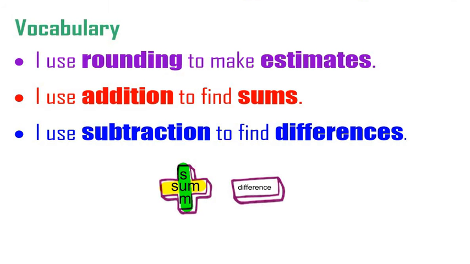Let's look at the vocabulary. I use rounding to make estimates. So rounding is the action I take, and the estimate is the answer. I use addition to find sums. So adding is the action I take. The sum is the answer to an addition problem. I use subtraction to find differences. So when I subtract, my answer is called a difference. And I made this little graphic to help you remember about sums and differences. A sum is the answer when we add, and a difference is the answer when we subtract. I hope that little picture helps you out.